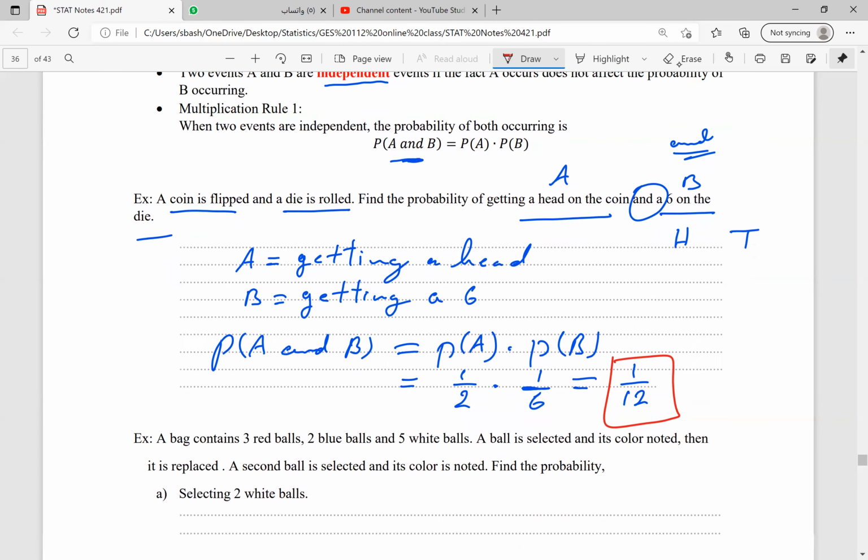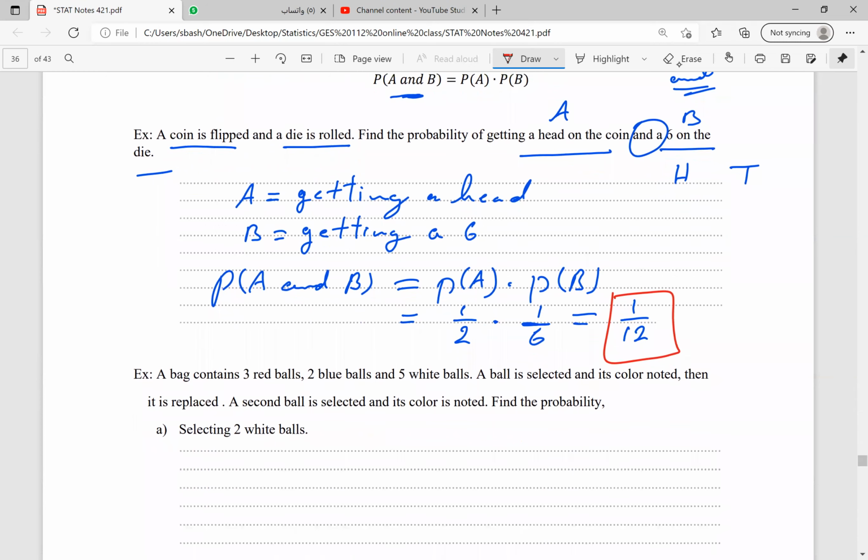Another example. A bag contained 3 red balls, 2 blue balls, and 5 white balls. A ball is selected and its color noted. Then it is replaced. You have to take care of this word: it is replaced, it was put back in the bag. A second ball is selected and its color is noted. Find the probability of selecting two white balls.